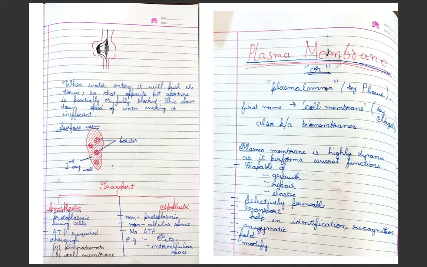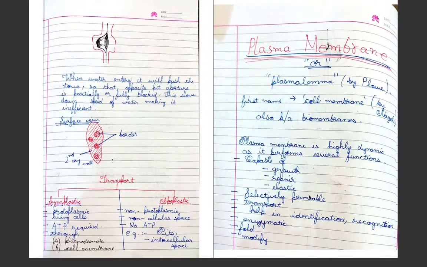Plasma membrane or plasmolemma, the name given by Plowe. The first name given to it was cell membrane by Nageli, however it was wrong. Also known as biomembrane, the plasma membrane is highly dynamic as it performs several functions: capable of growth, repair, elastic, selectively permeable. Transport helps in identification and recognition of cells, and has folds and modifications.